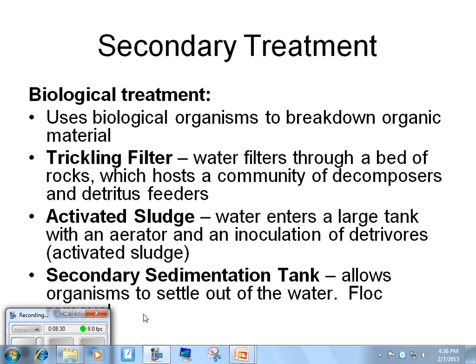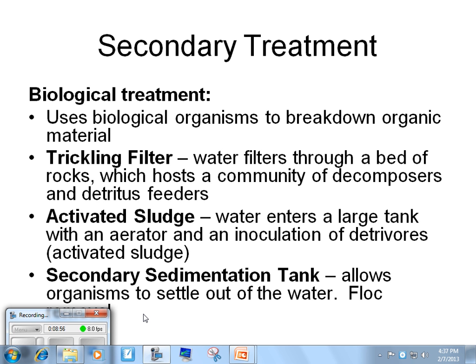So luckily for us, we don't stop after primary. Van Laer Wastewater Treatment keeps going, and we have a secondary treatment, which is a biological treatment. This uses biological organisms to break down organic material. So through decomposition and biodegradation, we use aerobic and anaerobic bacteria to decompose these organic materials.